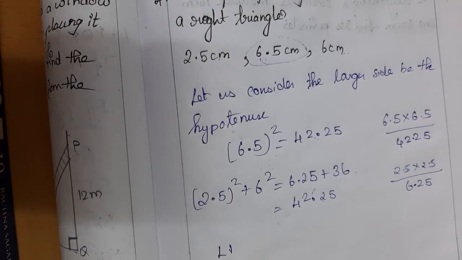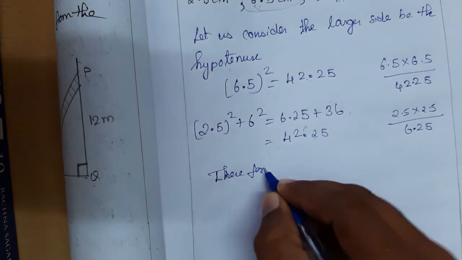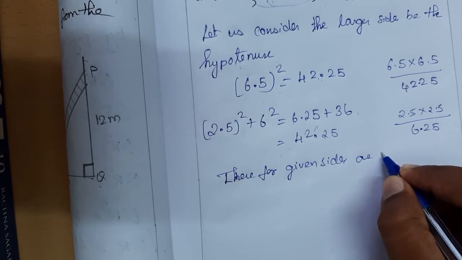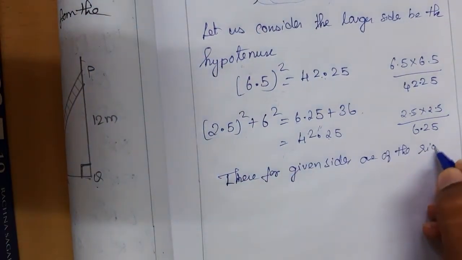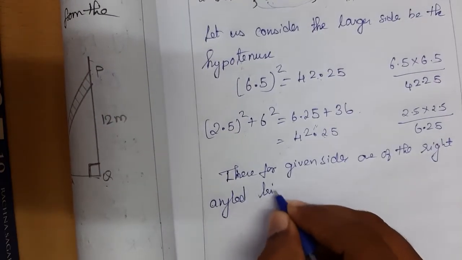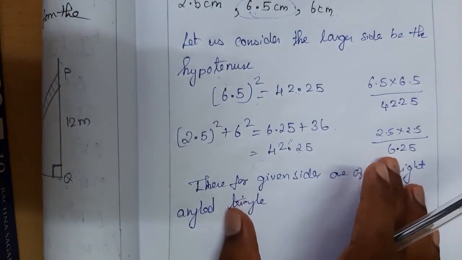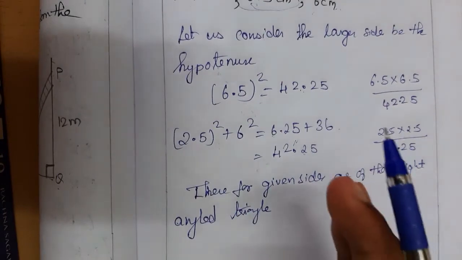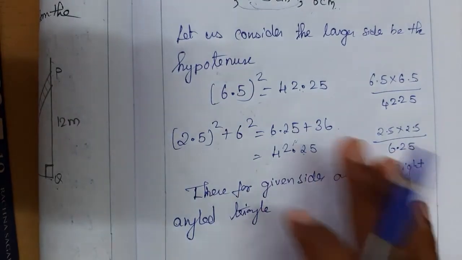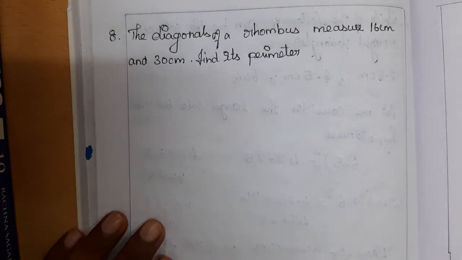Therefore, the given sides are of a right angled triangle. So always try with the larger side as the hypotenuse, and also the hypotenuse will always be larger in the right triangle. That's why if it is not equal, then surely we will not get equality if you choose any other side as the hypotenuse also. Clear? So here we go for the next problem.